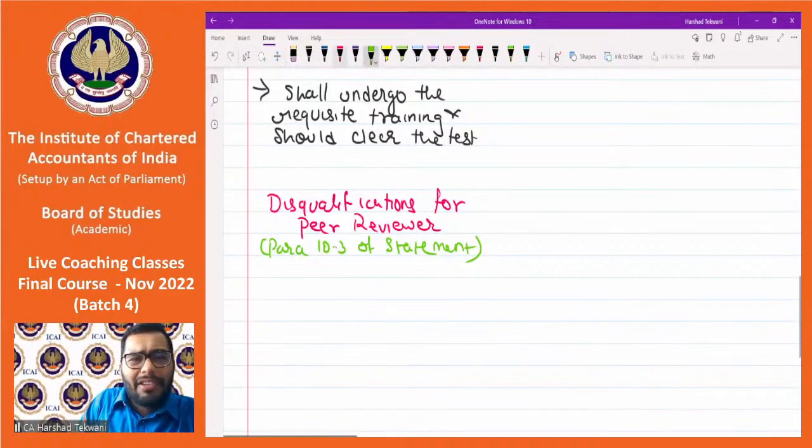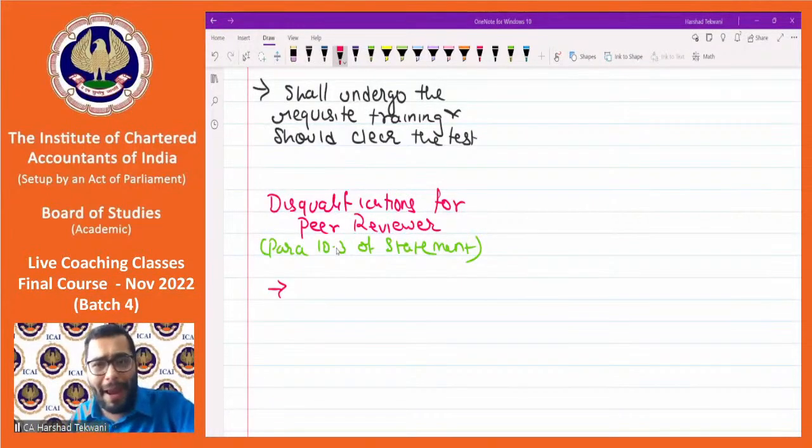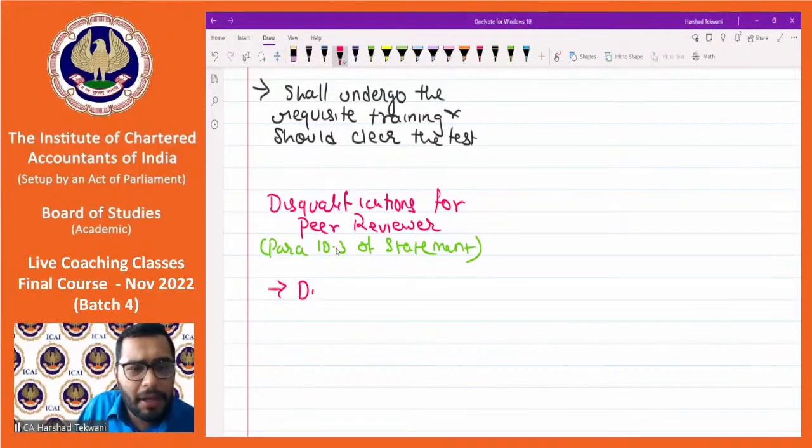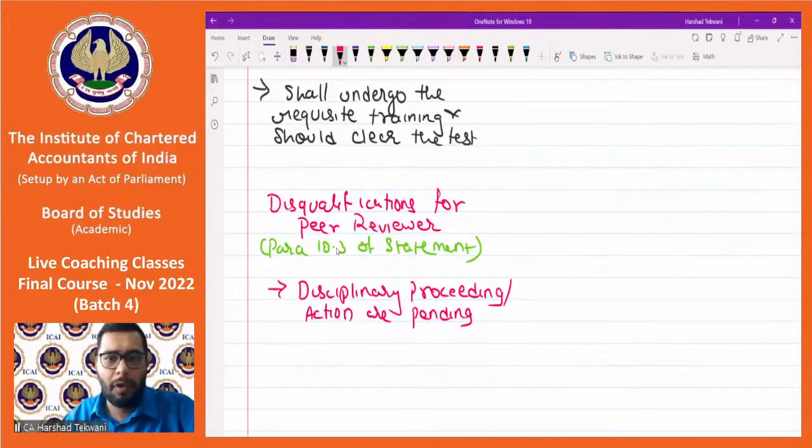So what are the disqualifications generally for a peer reviewer? Any disciplinary actions or proceedings should not be pending. If any disciplinary proceedings or action are pending, then he will be disqualified. Found guilty of professional misconduct.